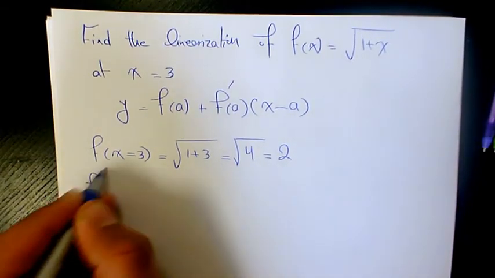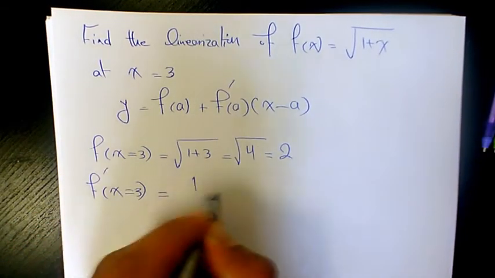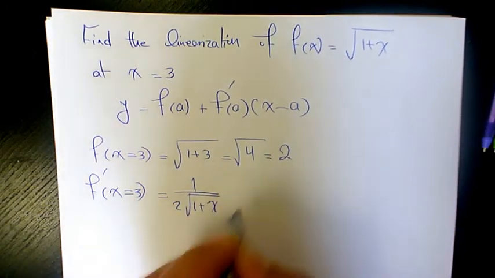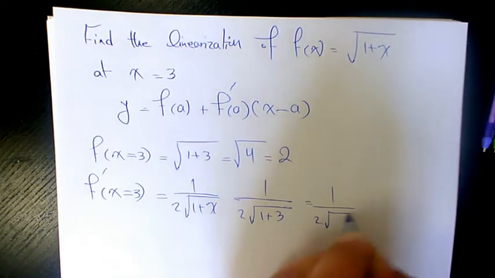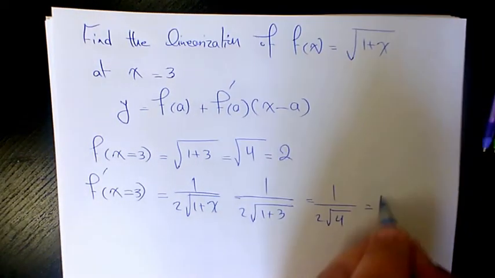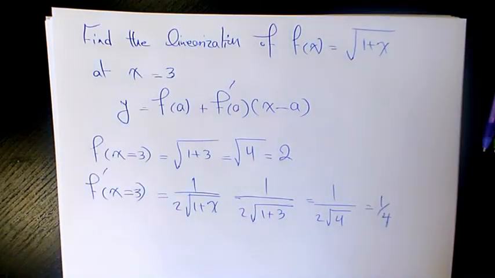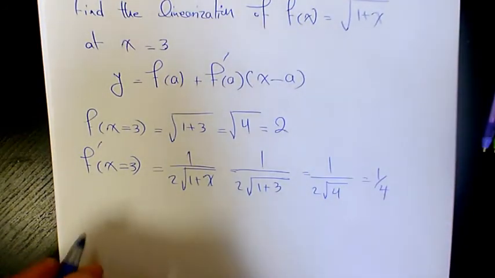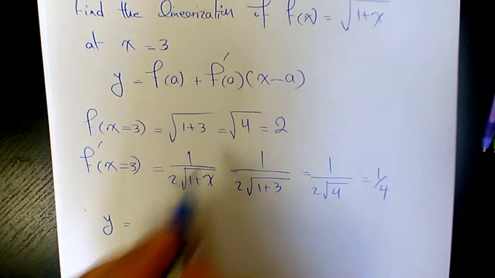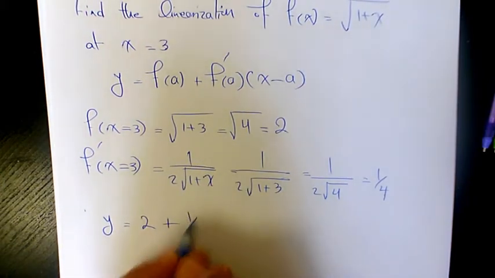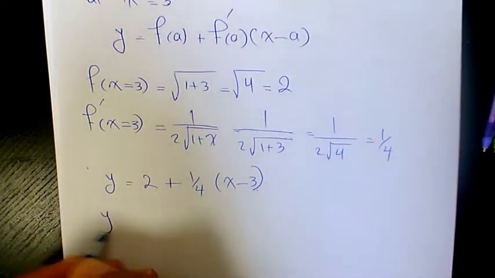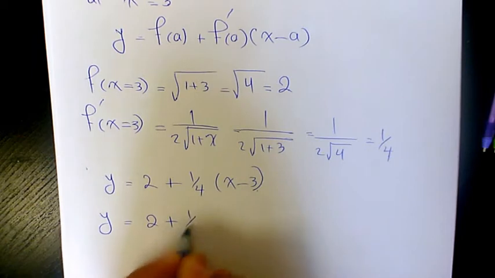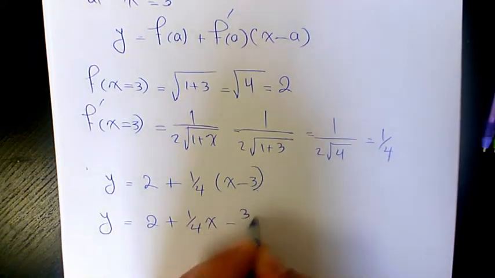And on the other hand, f prime of 3 is going to be 1 over 2 root 1 plus x, which is 1 over 2 root 1 plus 3. It's going to be 1 over 2 root 4. 2 times 2 is going to be 1 over 4. So that's going to be y equals 2 plus 1 over 4 times x minus 3, which is going to be y equals 2 plus 1 over 4 x minus 3 over 4.